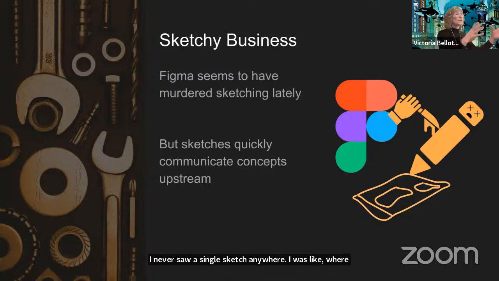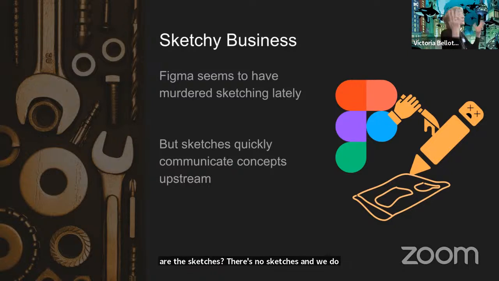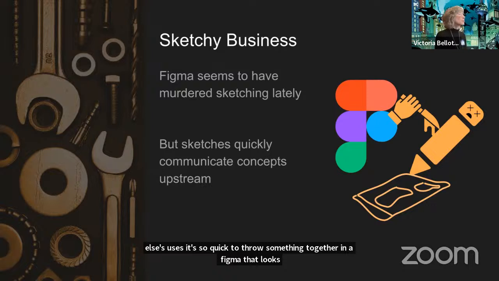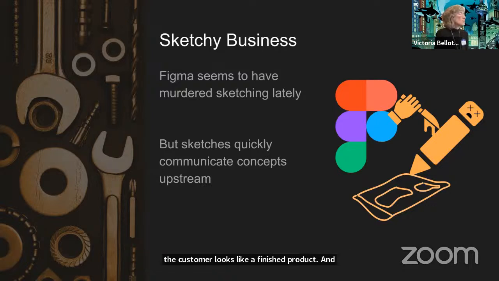And we do occasionally, like somebody would have a brain, so let's just do some crazy eights or something like that. But as a matter of course, because they have a design system, they have designers who design the bits that everybody else uses. It's so quick to throw something together in Figma that looks finished. And so the first thing you put in front of the customer looks like a finished product. And that does have an effect.